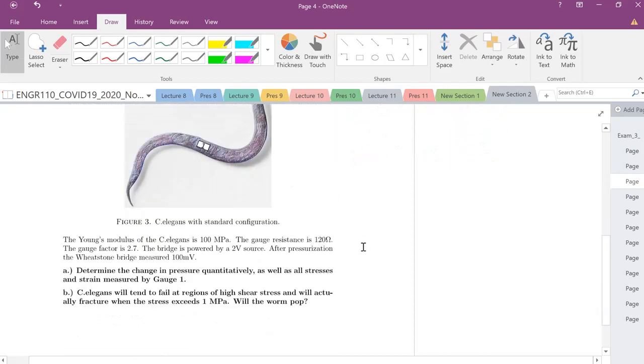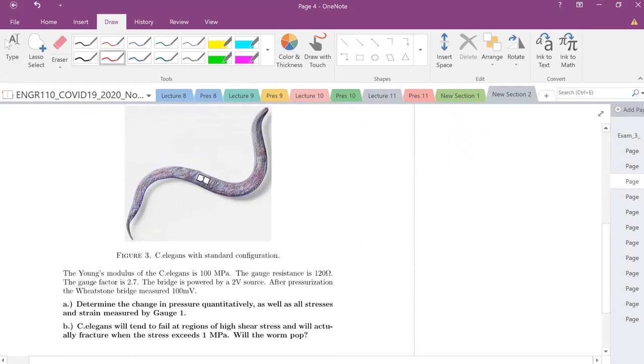And we could see Young's modulus of C. elegans is 100 megapascals. We know that it is a biological or polymeric material, so nu is equal to 0.4. The gauge resistance is 120. That's just useful for our Wheatstone bridge.